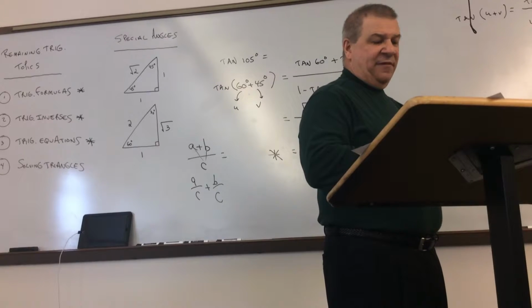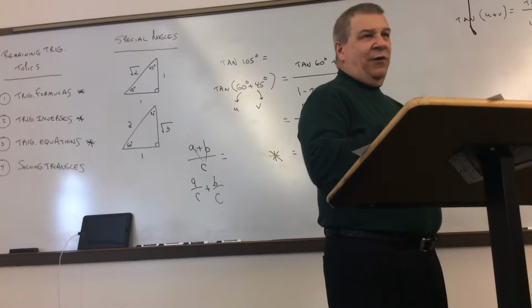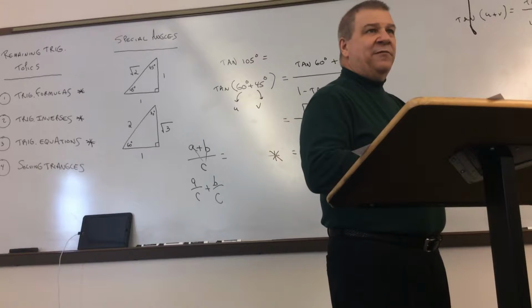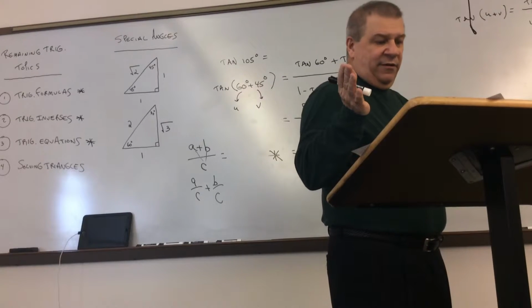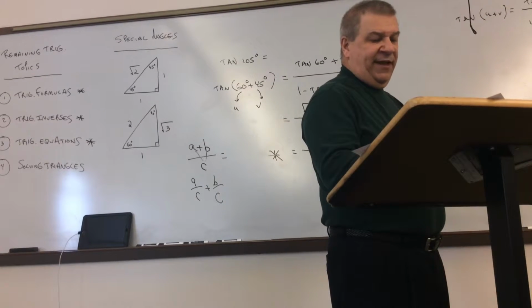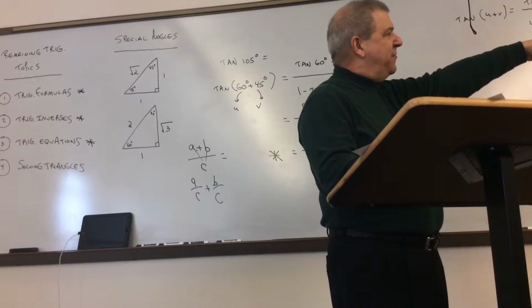I mean, in number 5, it says find the cosine of 75. Well, the 75, you're going to write it as 45 plus 30. I'm telling you how to break it down. And then for the negative 15 in number 6, that's 30 minus 45.